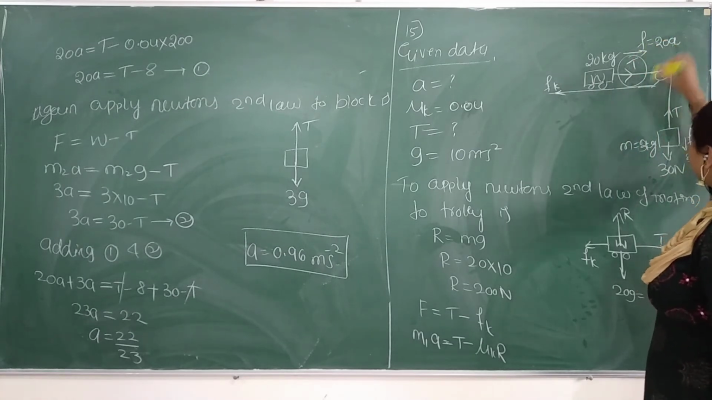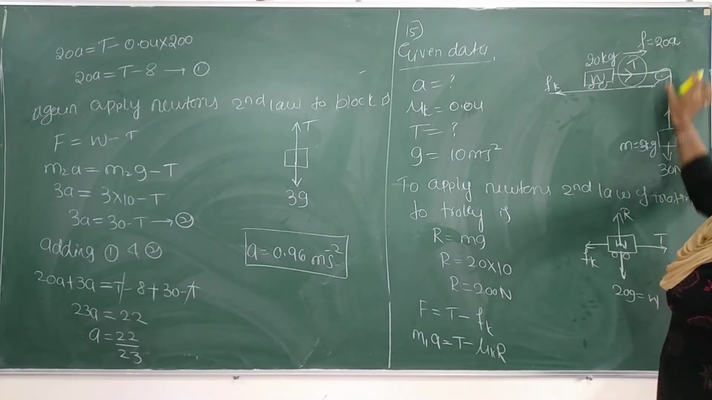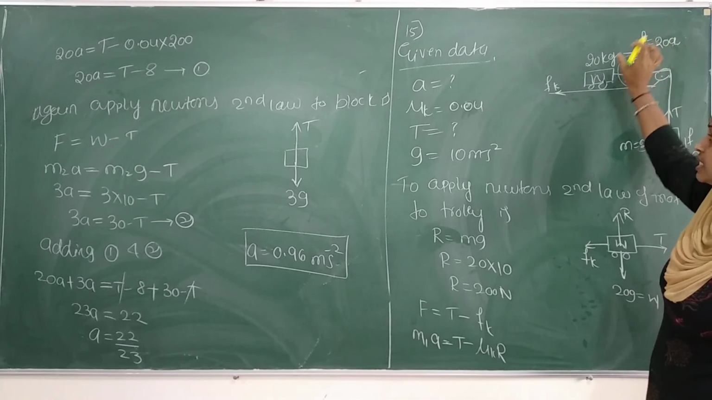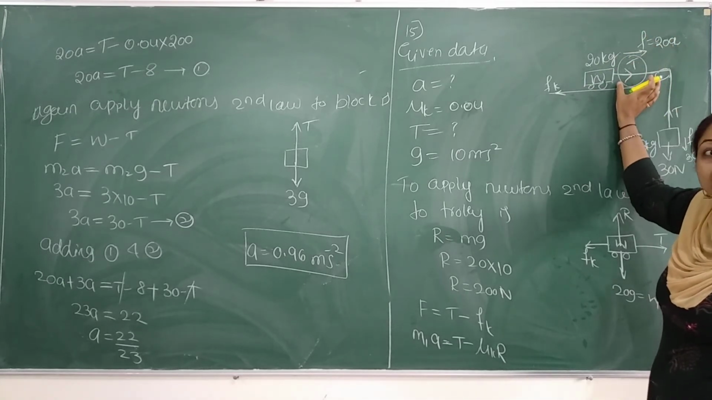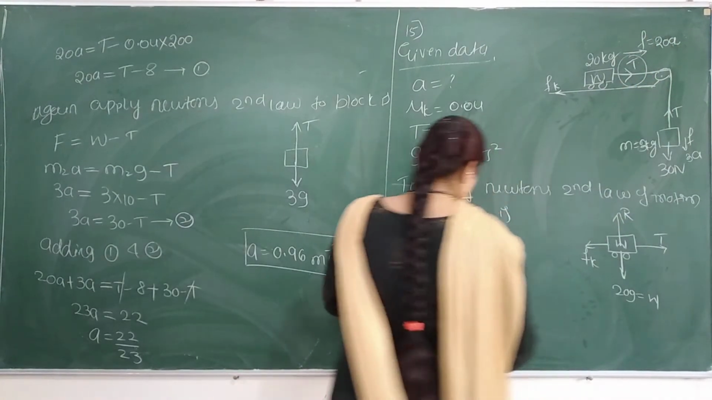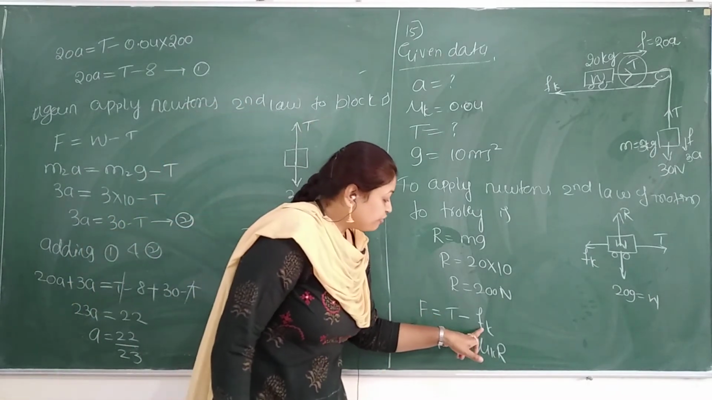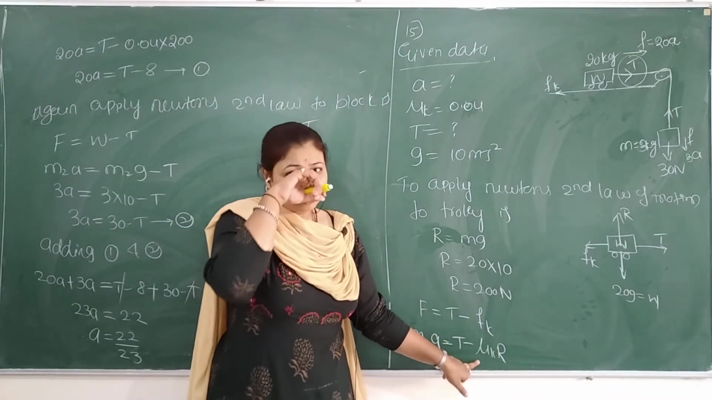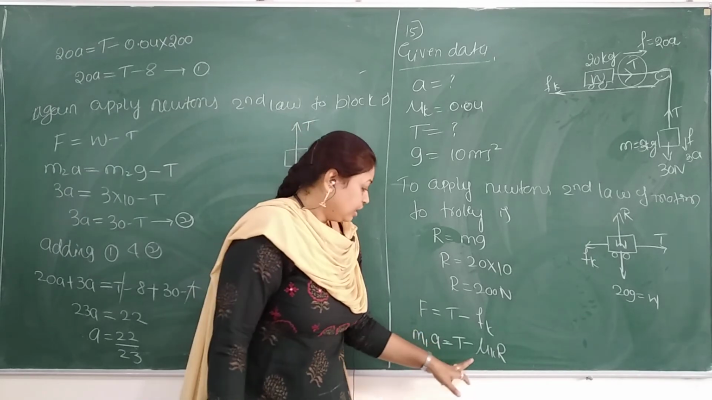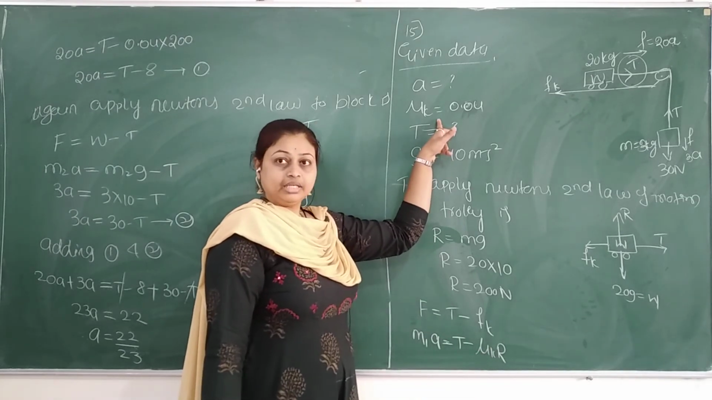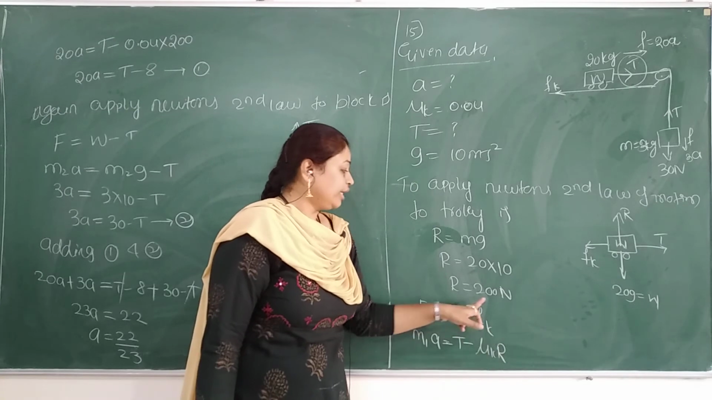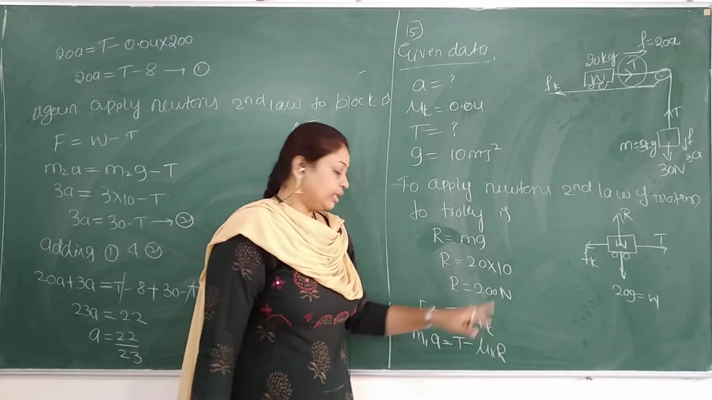Inside the string, the tension is greater, that's why T minus Fk. Now Fk can be written as a formula, mu k into R. Mu k is given in the given data and R can be calculated. Already it is there, 200.